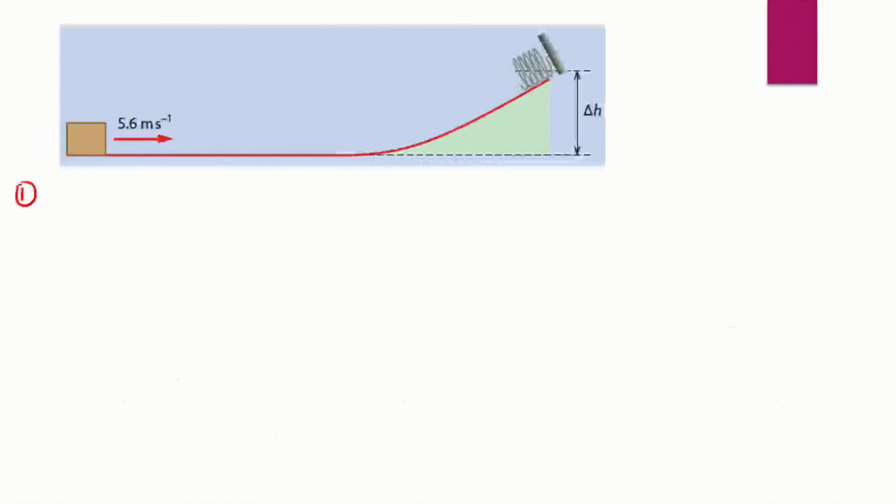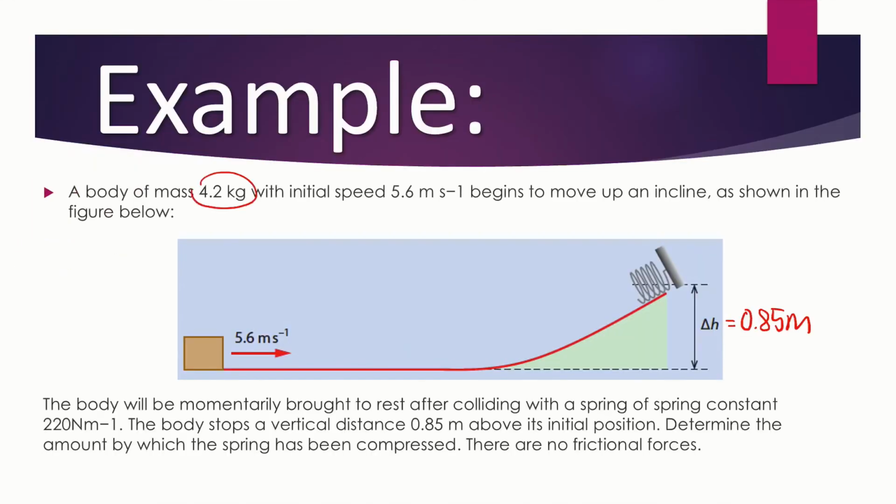What is the information that we have? We already have the sketch, and then what is the information that we have? We have that the mass equals 4.2 kilograms according to the text of the problem.